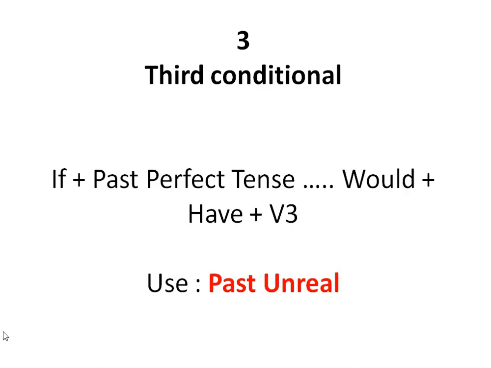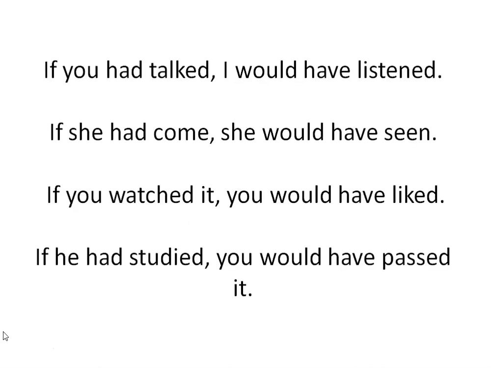Let's jump into the examples. Here we can find 4 examples. Let's see one by one. If you had talked, I would have listened. So this is referring to past things. If you had talked, the thing has already happened, the thing is already over. If you had talked, I would have listened. You had not talked, that's why I didn't listen.